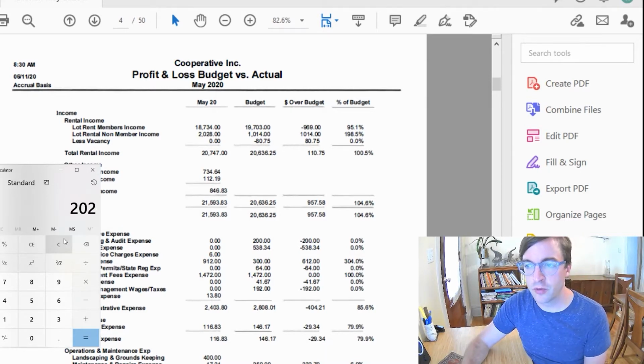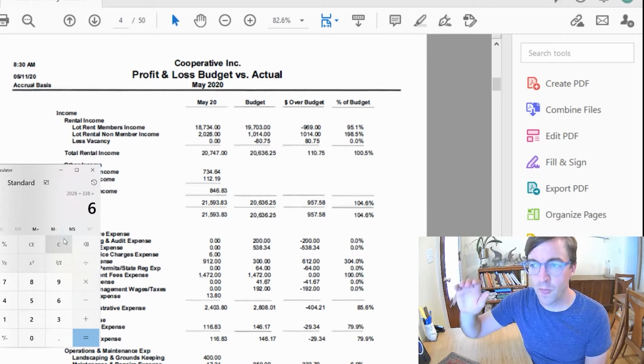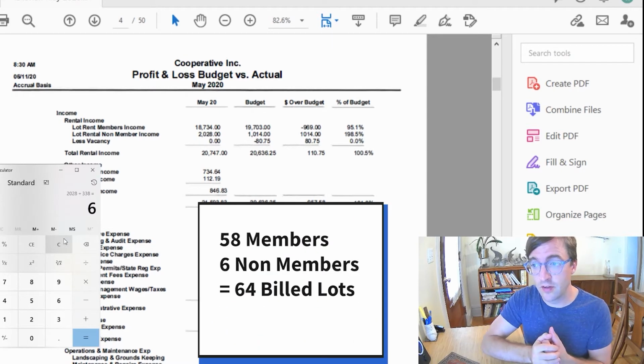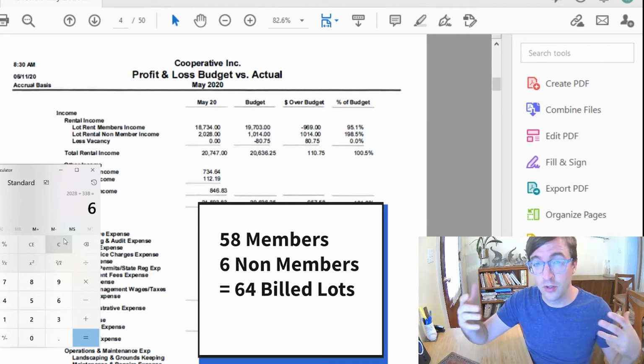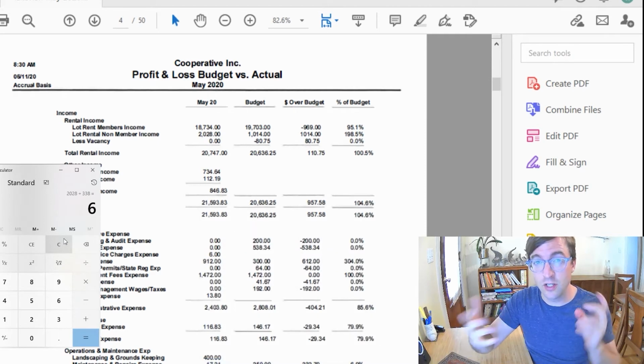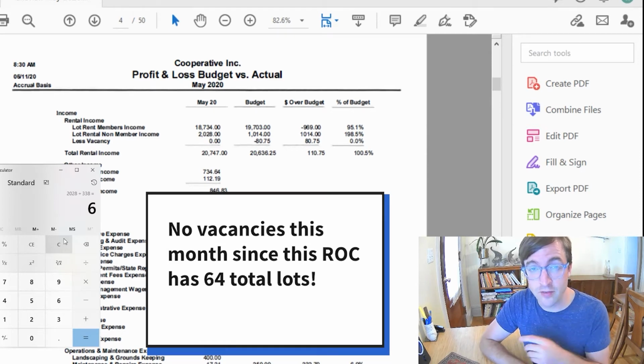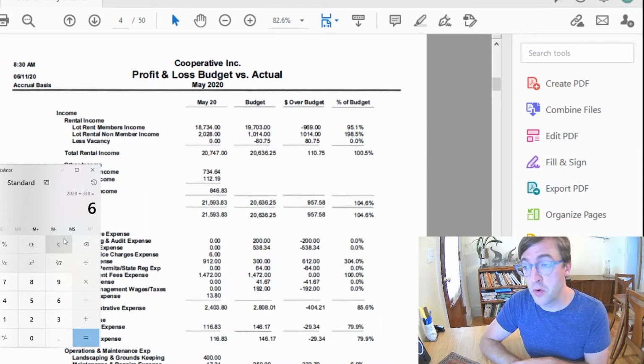For the non-members, you can see just by using a calculator, there's 6 occupied sites. In total, when you add up the members and the non-members, the 6 and the 58, you have 64 billed lots, which equals the amount of available lots, which means there are no vacancies as of May. And not only that, I know how many members and non-members I have.